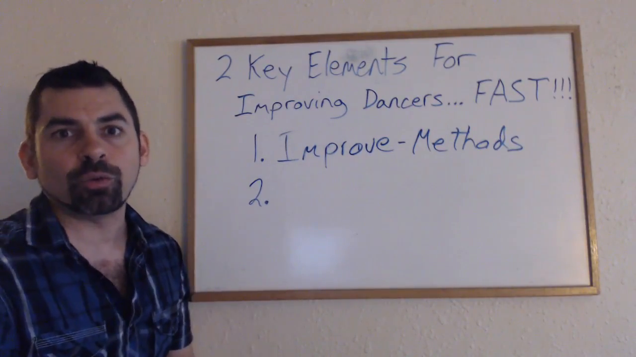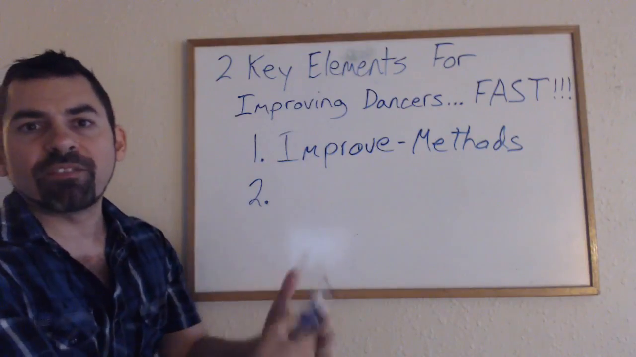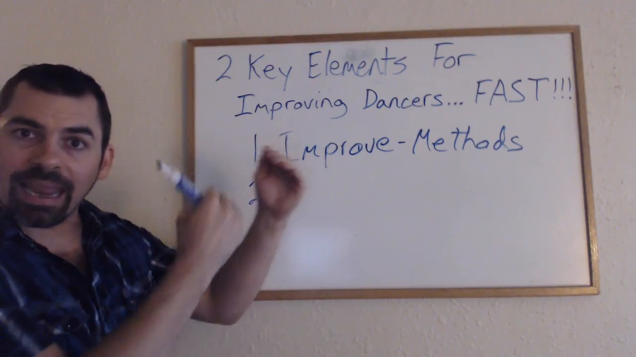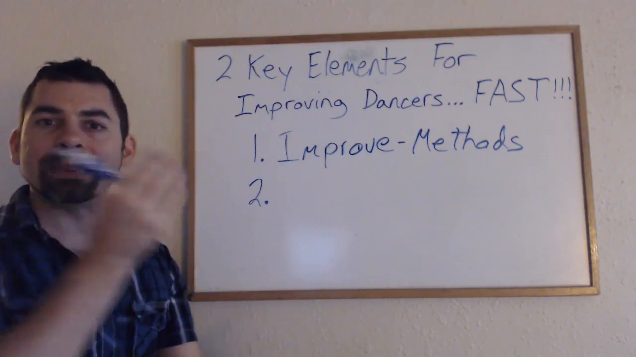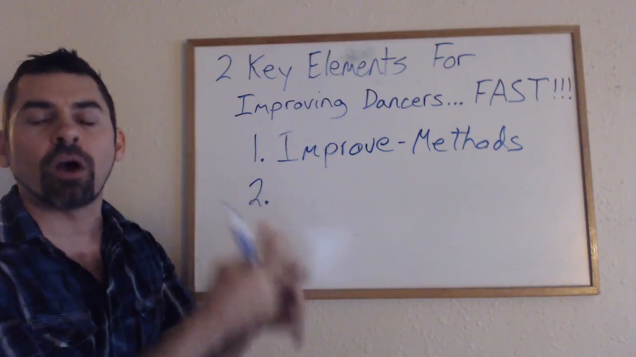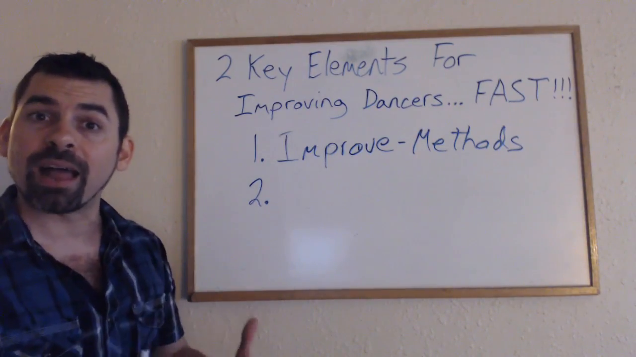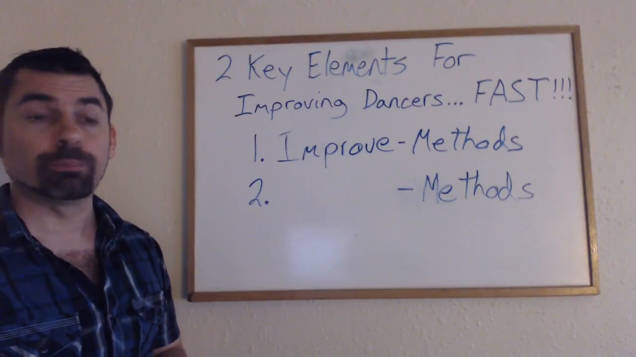But you want to, again, have a list of 3, 5, 10 different things that you can do in any single class. And you want to rotate those through different classes so you're not always using the same things, so that you keep your classes fresh and interesting. So that's one of the key elements to improve your dancers fast.